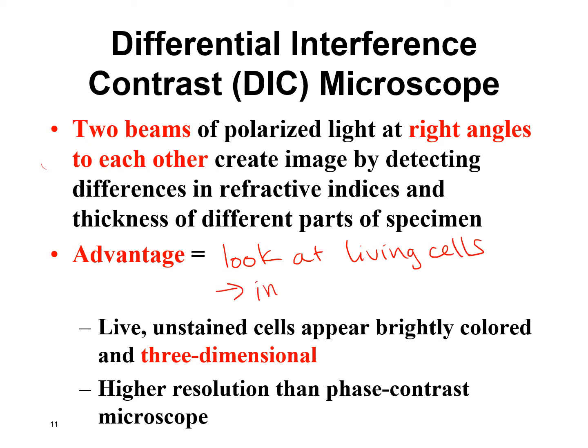And it really increases the contrast without having to stain the cells, which is good, because if you stain the cells, then you kill them. And the other thing that's unique about the differential interference contrast microscope is that it gives us a three-dimensional image, which is really cool.